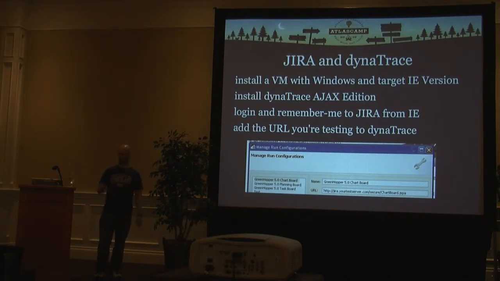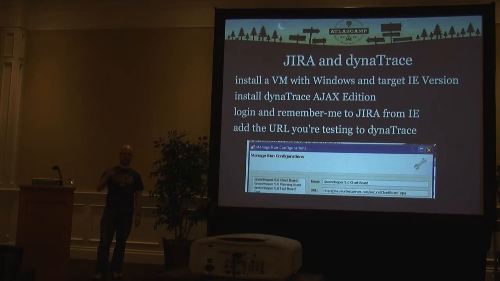So to get JIRA and Dynatrace to run together is fairly easy. Considering that you might not run Windows in the first place, you install a VM, which has the additional advantage that you can have one VM for each browser version that you're trying out. Otherwise, you try to get IE7 and IE8 to run in parallel in the same Windows. It doesn't work. So you can get one VM for each. Download, install Dynatrace. It's fairly easy. Since it's Windows, download, double-click, done.